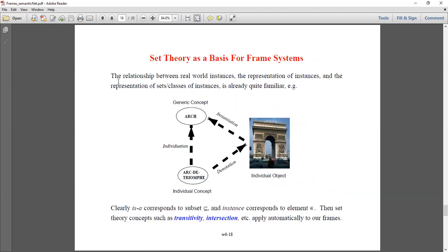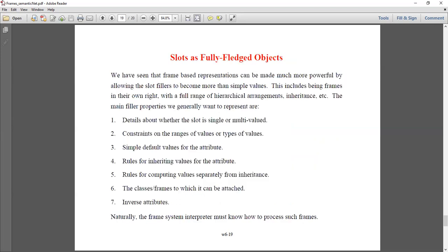Okay, so set theory is a basis for frame systems: the relationship between real world instances, the representation of instances, and the representation of sets, classes for instances. Over here, it provides the basis for the frame system. So slots are nothing but full-fledged objects. We have seen the frame-based representation can be made much more powerful by allowing slot fillers to become more than simply values. This includes being frames in their own right with a full range of hierarchical arrangements and inheritance.